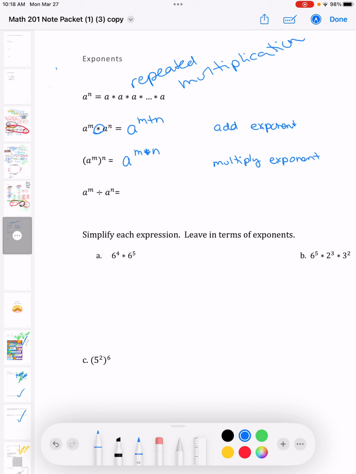And for this last one, whenever I'm supposed to be dividing those, and notice again, we've got that same base, a divided by a, it kind of makes sense since when I was multiplying, I added. What goes with division is subtraction. So I'm going to subtract the exponents.